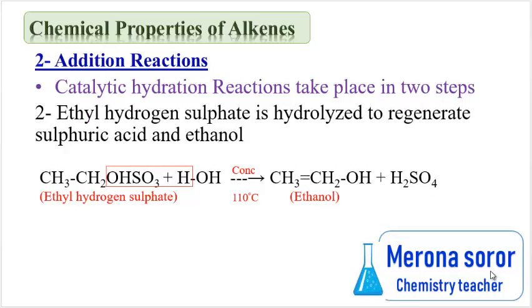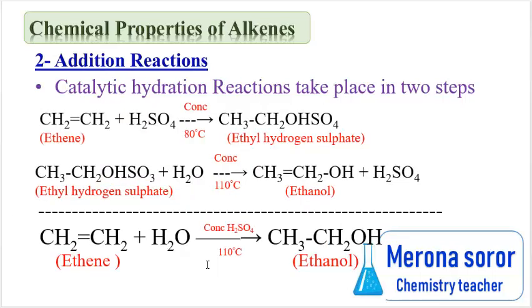Step number 2. Ethyl hydrogen sulfate is hydrolyzed to regenerate sulfuric acid and ethanol. In this equation, the hydrogen ion will connect to the bisulfate ion to form sulfuric acid, and the OH negative ion will connect to the CH3CH2 to form ethanol at a temperature of 110 degrees Celsius. The net equation will be CH2=CH2 plus H2O gives CH3CH2OH in the presence of concentrated sulfuric acid at a temperature of 110 degrees Celsius.